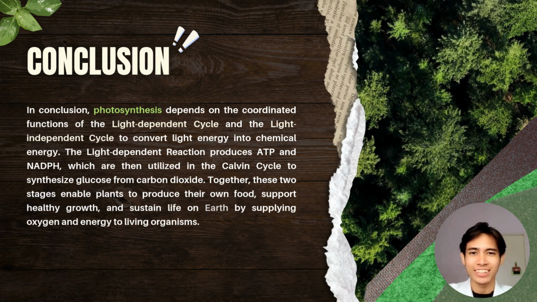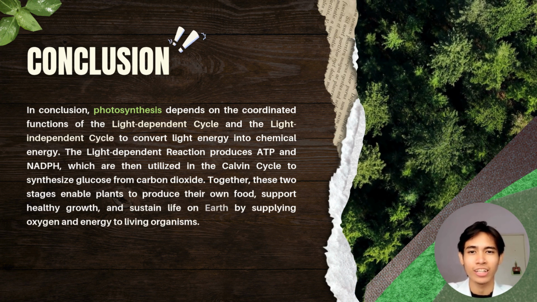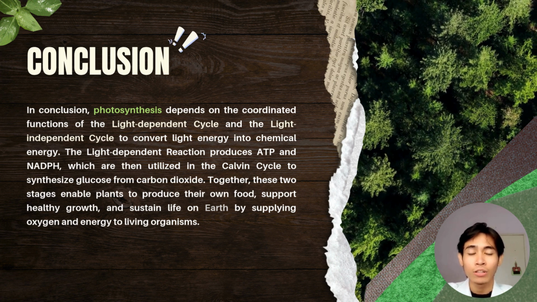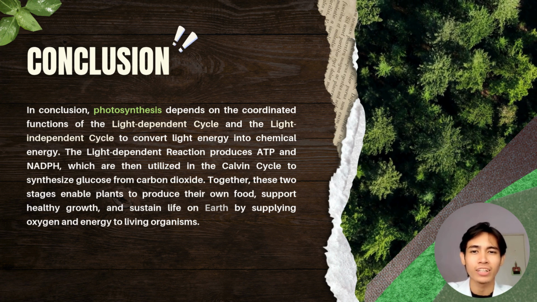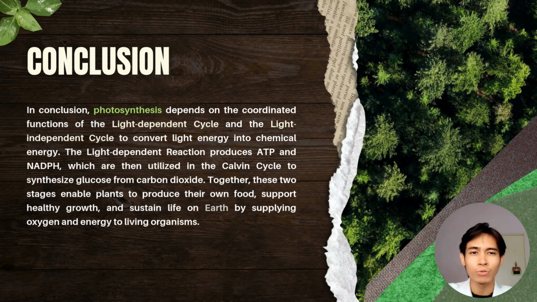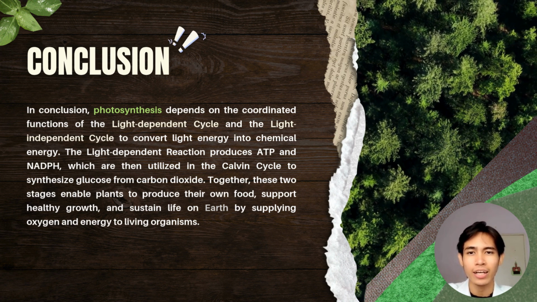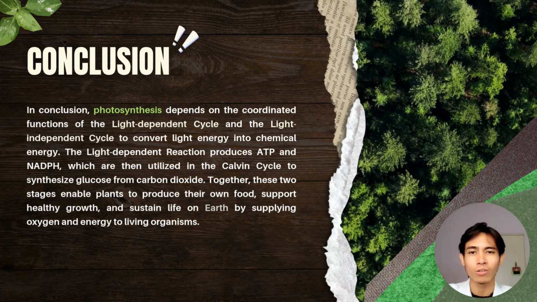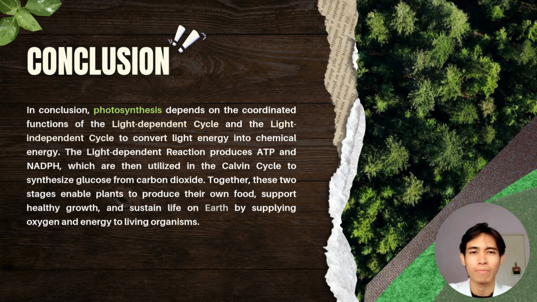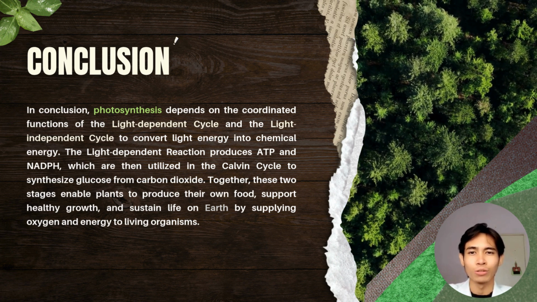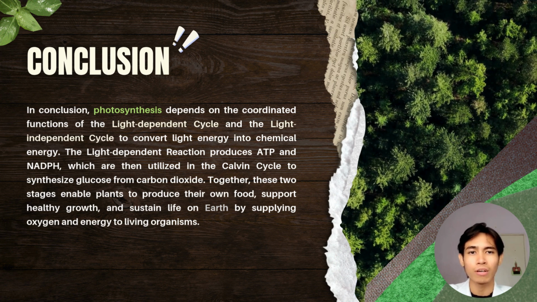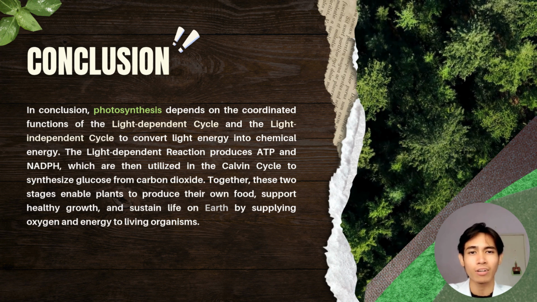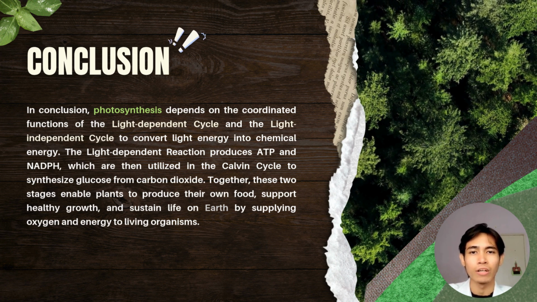In conclusion, photosynthesis depends on the coordinated function of the light-dependent cycle and the light-independent cycle to convert light energy into chemical energy. The light-dependent reaction produces ATP and NADPH, which are utilized in the Calvin cycle to synthesize glucose from carbon dioxide. Together, these two stages enable plants to produce their own food, support healthy growth, and sustain life on Earth by supplying oxygen and energy to living organisms.